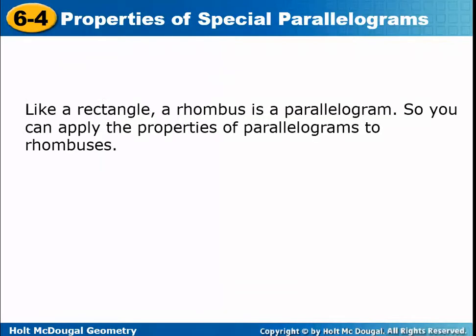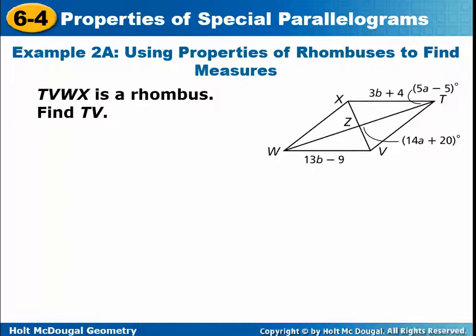So like a rectangle, a rhombus is a parallelogram, so you can apply the properties of parallelograms to rhombuses, which will come in handy. Okay, in this problem, they want us to find TV, this side here. And what do we know? We know an angle right in here. We also know an angle up here, but this is going to be the important part right here. This is 3b plus 4, and this side over here is 13b minus 9.